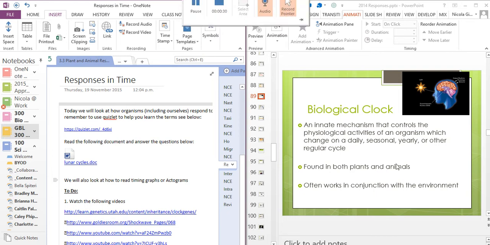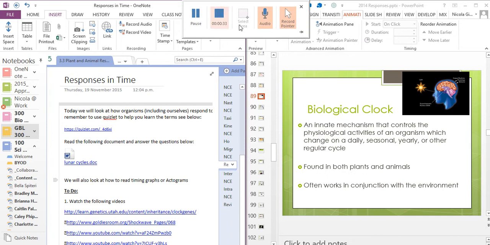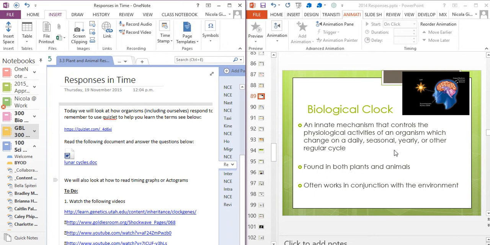Okay, so biological clock, that's an innate mechanism that controls the physiological activity. So remember, innate means it's built in. It's found in both plants and animals, and it often works in conjunction with the environment. So it's often not totally clear whether it's just environmentally being the cycle of the day-night, or if actually you take that away, and it will happen on its own.